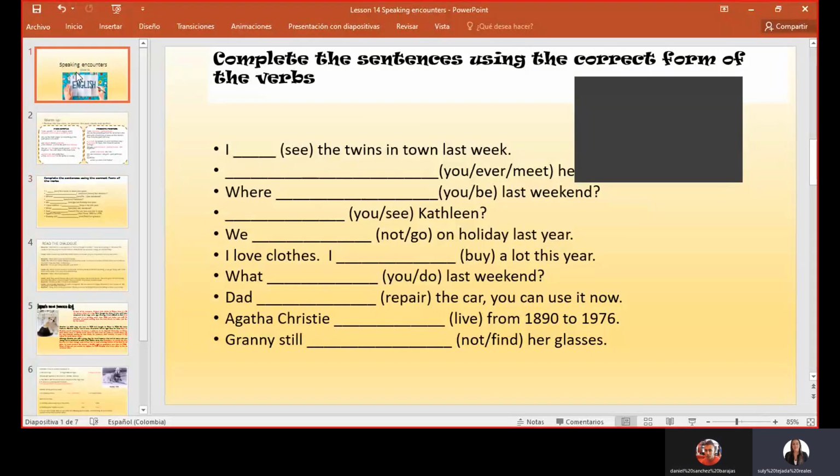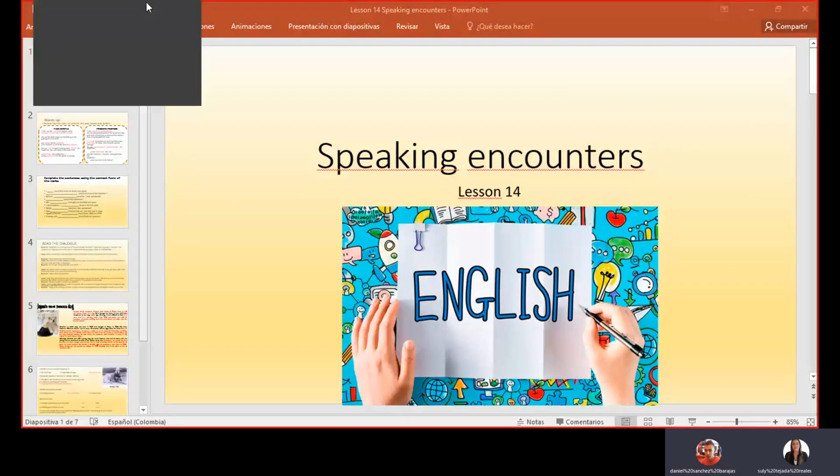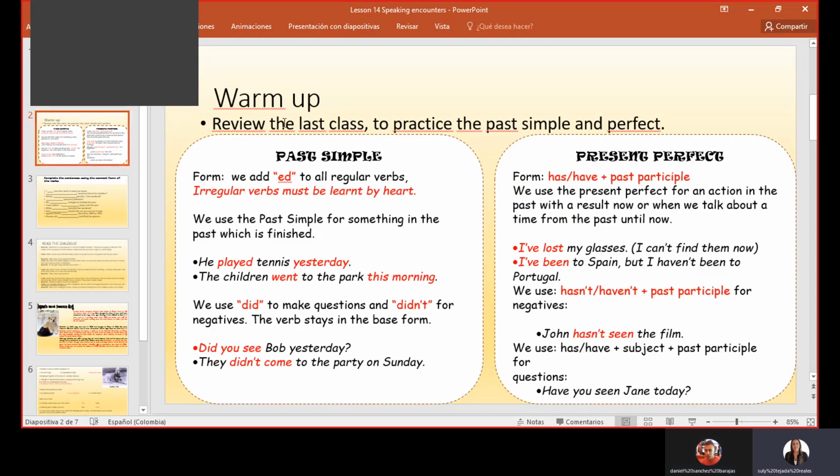Today is our class number 13. I'm going to share my screen, and please tell me if you can see my screen. Oh, it's number 14. Can you see it? Yes. Lesson 14, yes, teacher. Okay, perfect. Let's start with a warm up, to review the last class and practice the past simple.